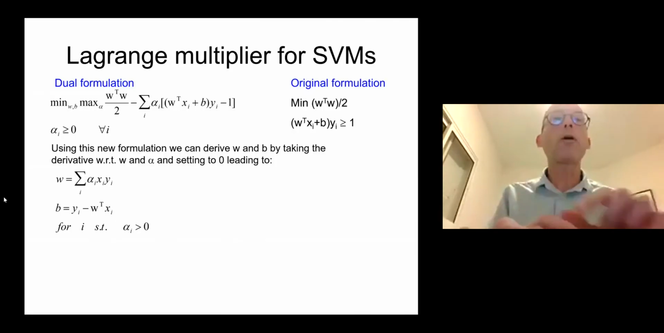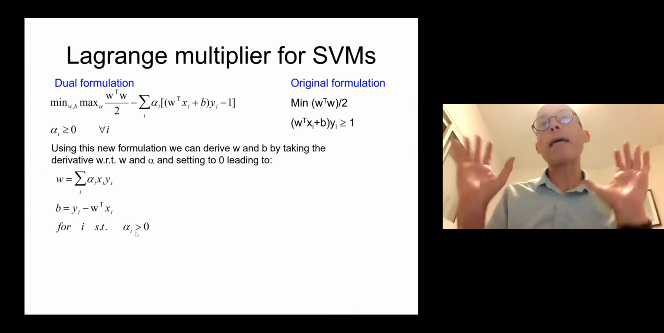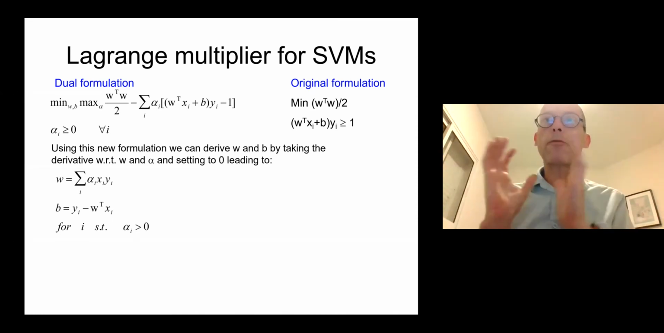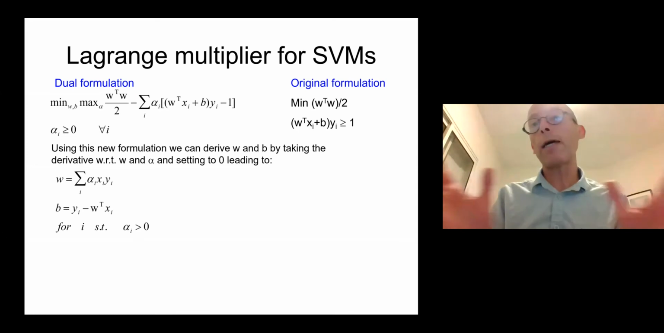So if alpha is 0, it's 0. If not, we can take the derivative. And in that case, if you take the derivative with respect to alpha and you assume that it's not 0, then you get that b_i equals y_i minus w^T x_i for alpha i's that are not 0. For alpha i's that are 0, we are not taking the derivative, okay?